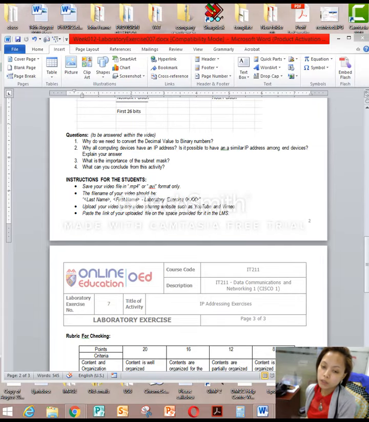Now we can proceed answering the questions for this laboratory number 7. Question number 1, why do we need to convert the decimal value to binary numbers? Computers on the lowest level read and manipulate binary representations. But this does not mean that they can't be programmed to manipulate octal, hex, or even any other number-based system. The choice of hexadecimal representation is taken because of human readability and ease of conversion.